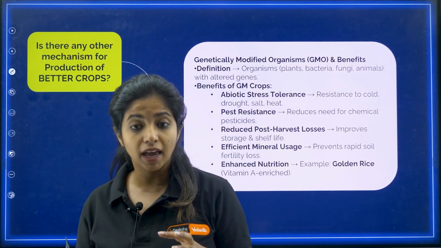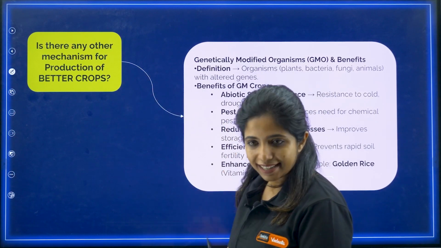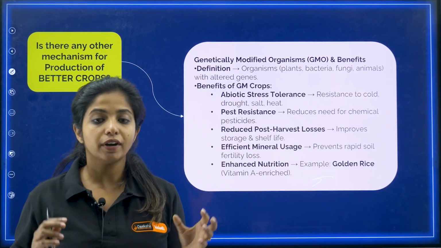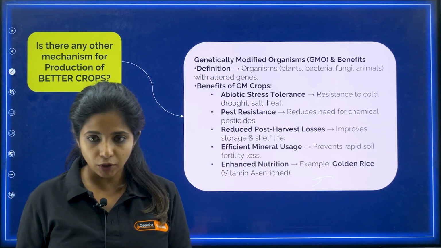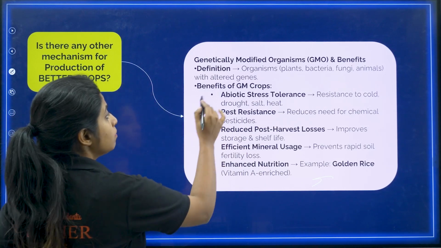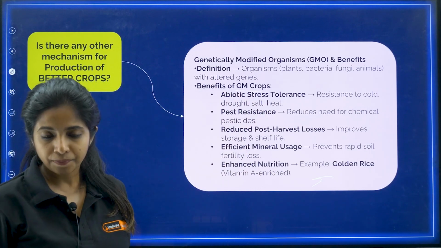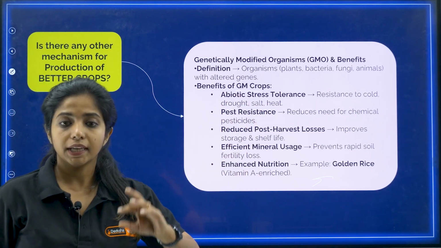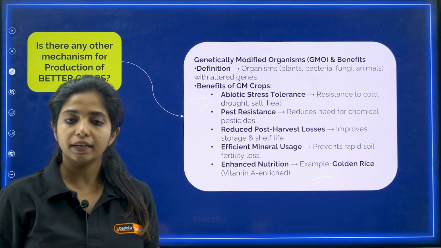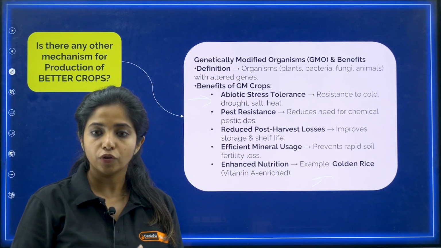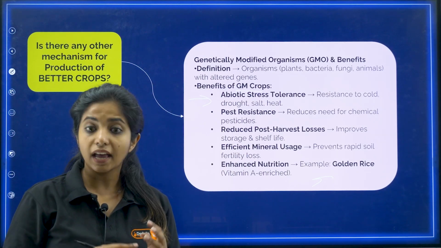Is there any better mechanism for the production of better crops? Yes. So we have genetically modified organisms. Organisms, as in it includes plants, bacteria, fungi, everything which is genetically modified. When we're talking about crops, we call them genetically modified crops. And how are they better than everything else? Because they would be tolerant to abiotic stresses. For example, resistance to cold, drought, salt, heat, everything.